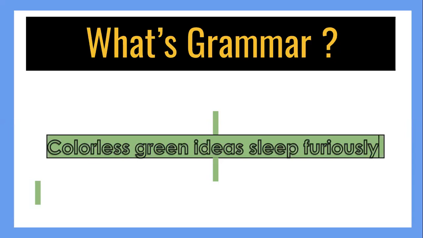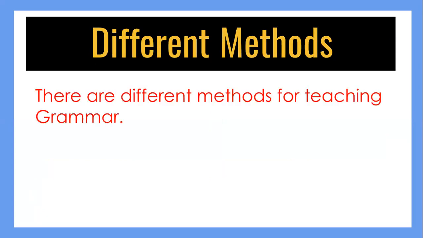Now, just to sum up, grammar is not just a matter of rules. We have something else. We have meaning. We have the form. So we have to pay attention to both. Here we have different methods of teaching. I'm going to talk about two main methods.